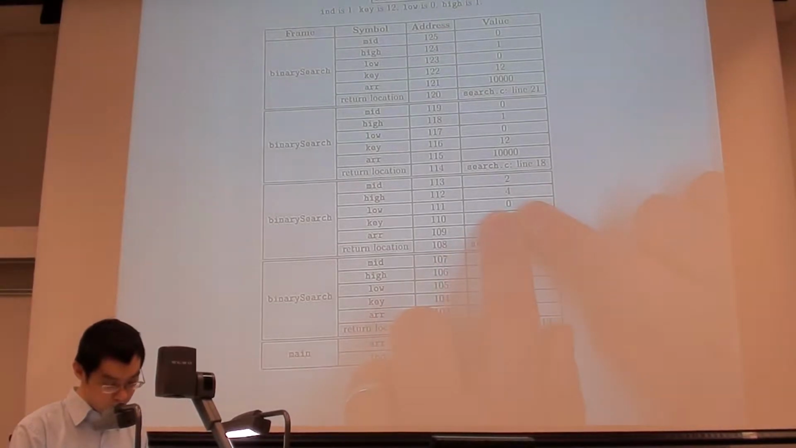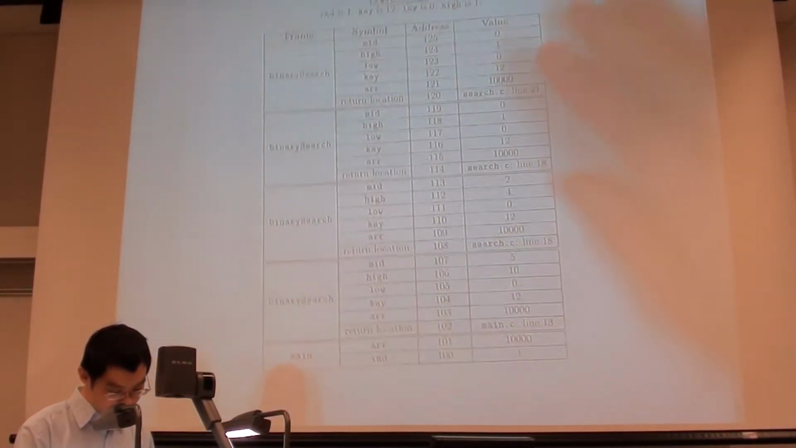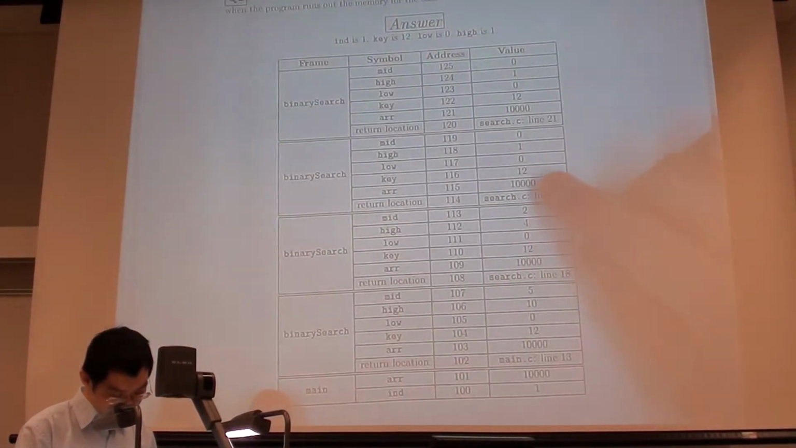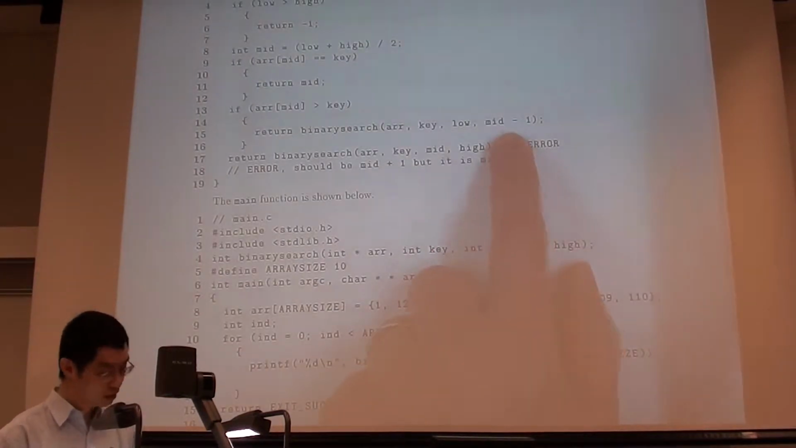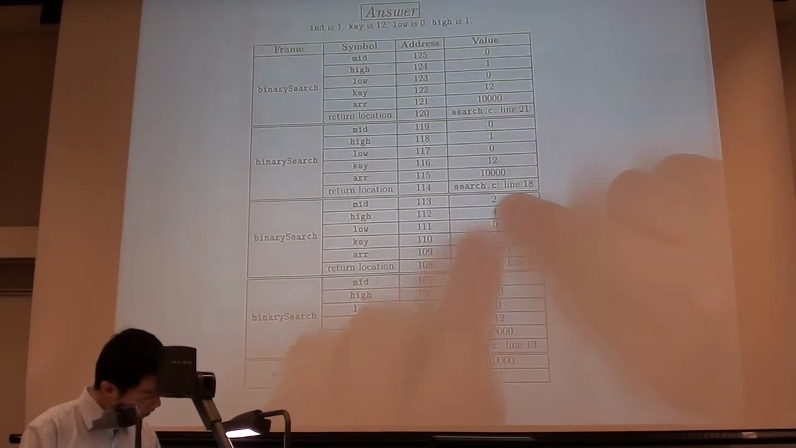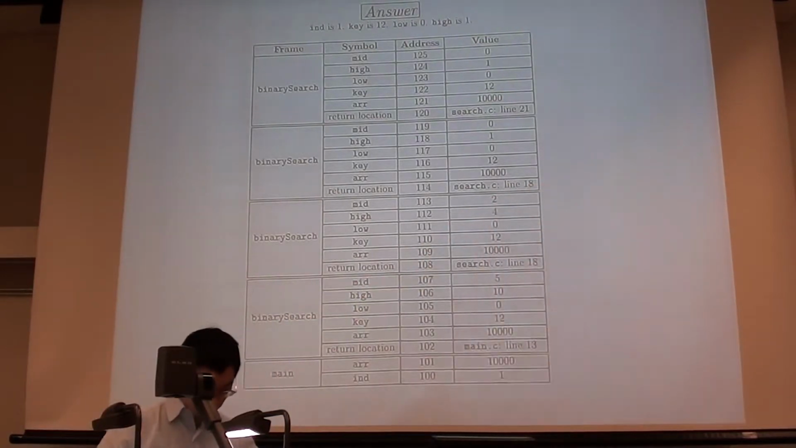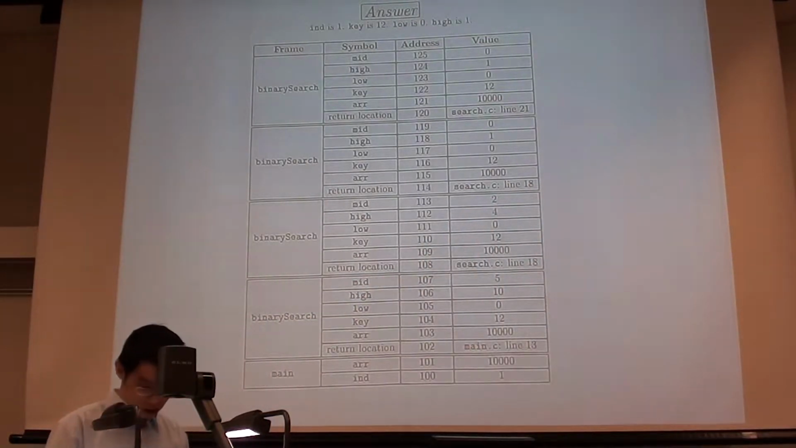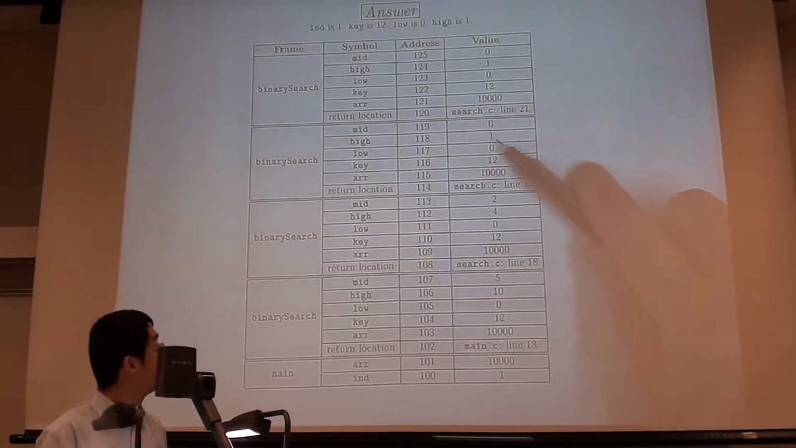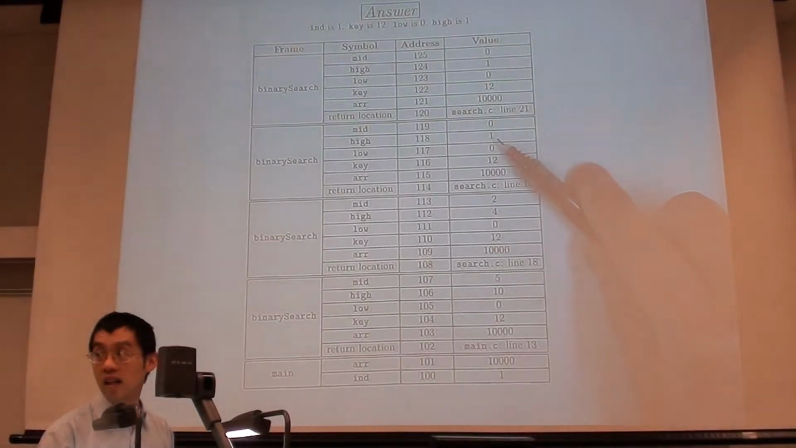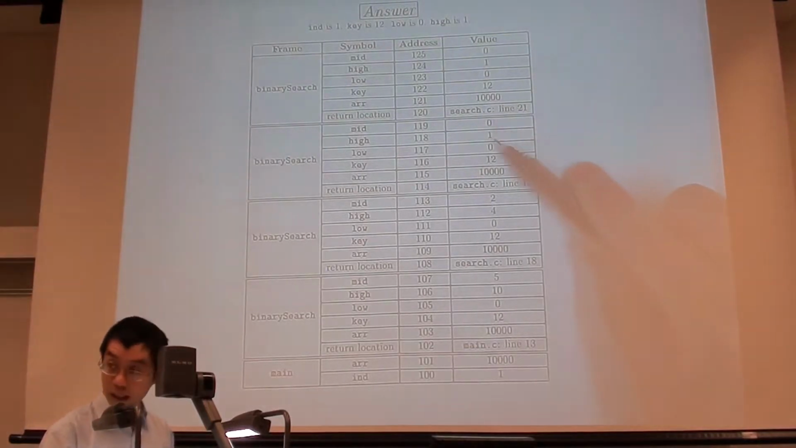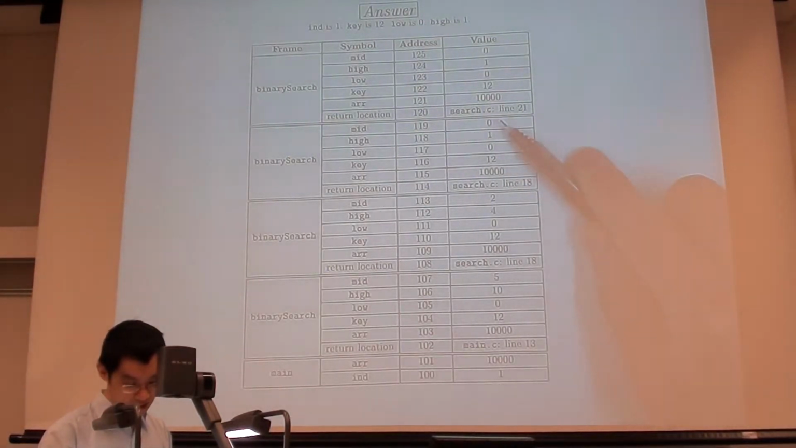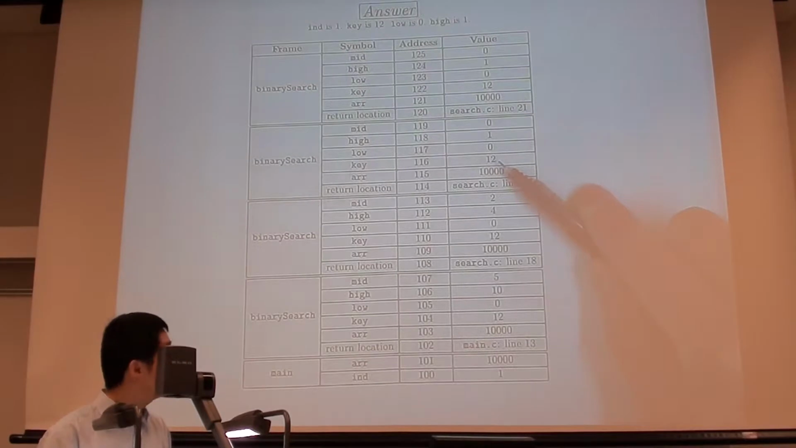So come down here, you take mid minus 1, mid minus 1. So 2 minus 1, and you get 1 here. And mid is 1 divided by 2, which becomes 0. So low is still 0, and key doesn't change. We don't change key inside the search.